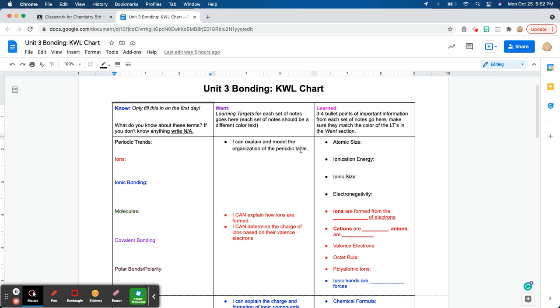Okay, so something that you might notice is I already put our learning targets in the want section of your KWL, so that's something you're not going to have to do this time around. So today we are going to learn about periodic trends, and what we're going to be learning about is explaining and modeling the organization of the periodic table. So after today, you should not only be able to explain the organization of the periodic table, but you should also be able to model it, and you're going to have an opportunity to model it in tomorrow's lab/game that we're going to play.